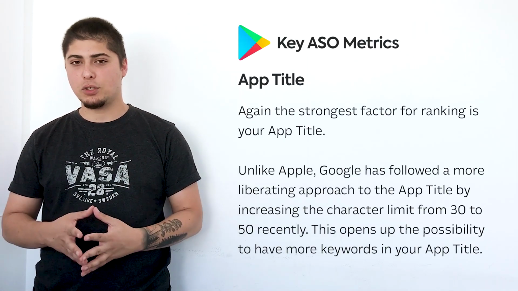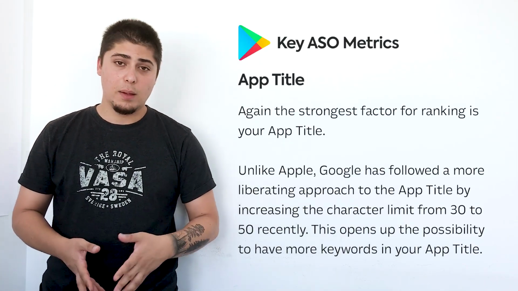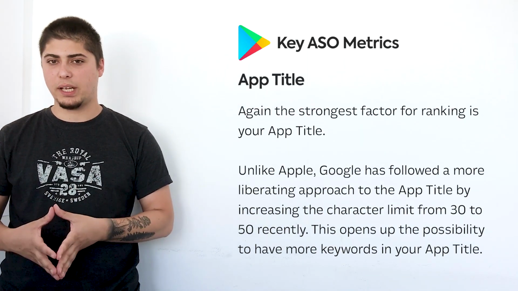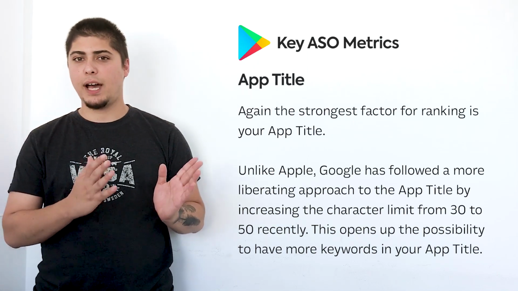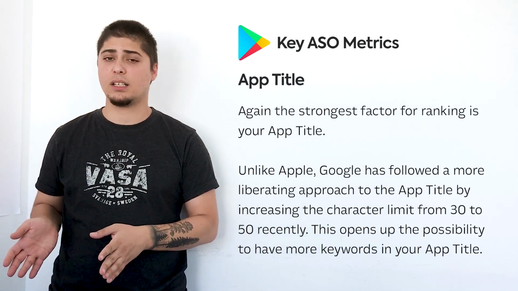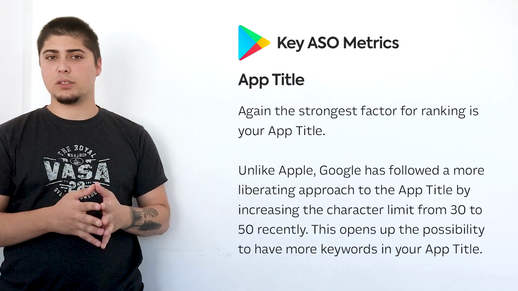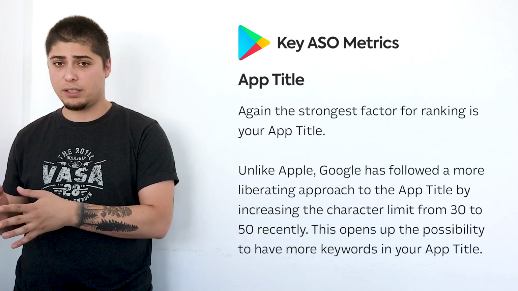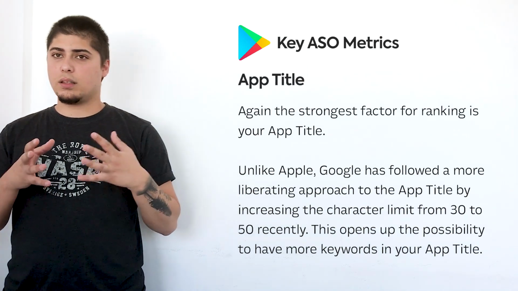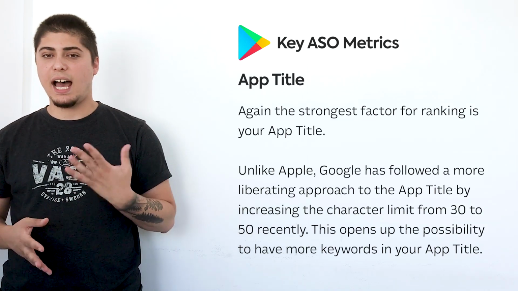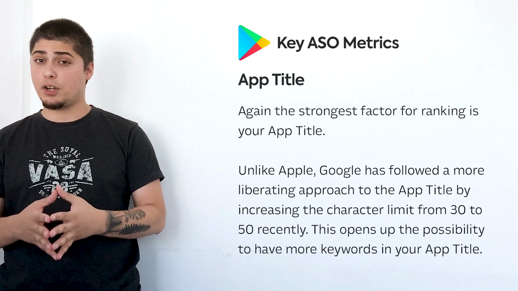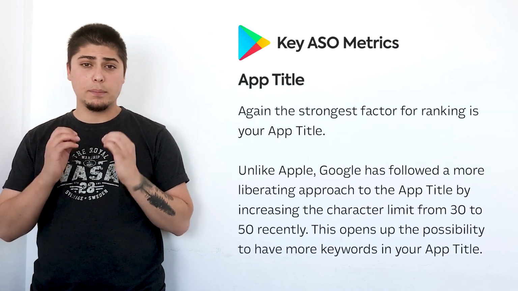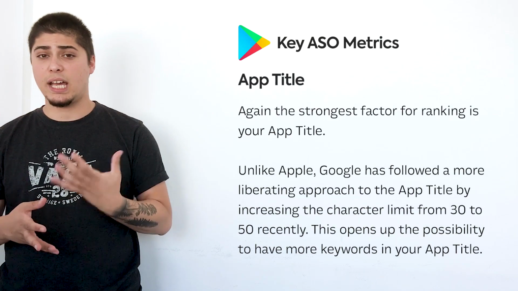Similarly to the Apple App Store, we start off with the app title. But the main difference here is that there is no subtitle section in the Google Play Store. To make up for that, you have an additional 20 characters to add in your app title. So your total character limit is 50, which is 20 more than 30. So again, the keywords you have in your app title have the strongest ranking factor for your app. So optimizing these 50 characters is one of the most important steps you should take while doing ASO for a Google Play app.